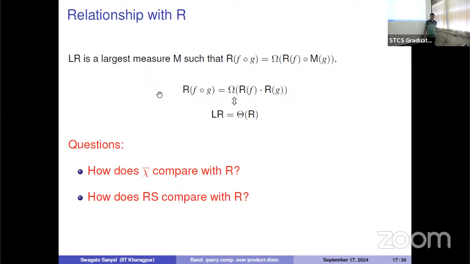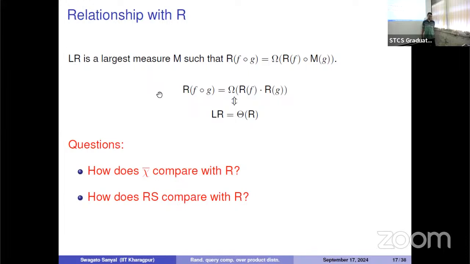Linearized random. I do not know whether they call it linearized complexity measure, and they use the notation LR. You're right. It's probably linearized random decision tree, something like that. Alright, yeah.